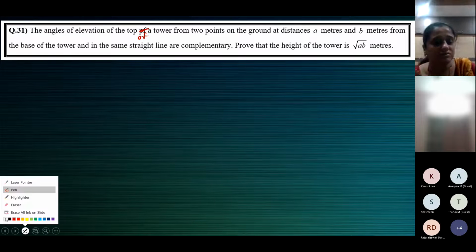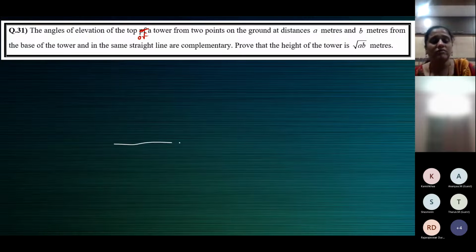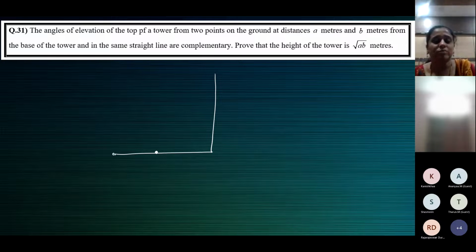So let's try to make the diagram. See here, ground level, tower, say 1 point, the other point. This is the foot of the tower. This is the top of the tower. This is the tower. This is, say, any point. We don't know which point is first and which is second. So 1 point here, 1 point here. From these 2 points, they look at the top of the tower.